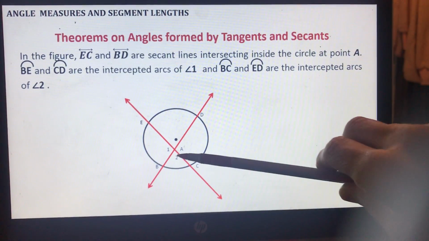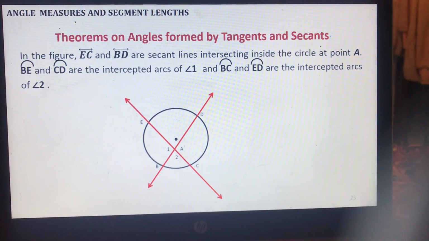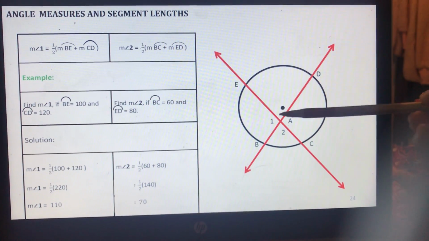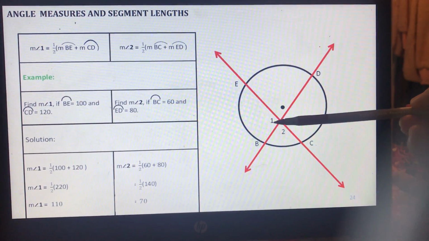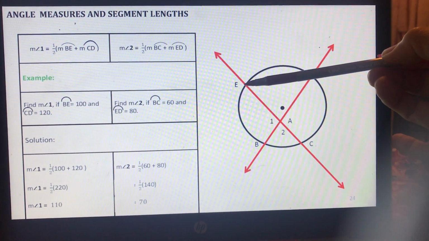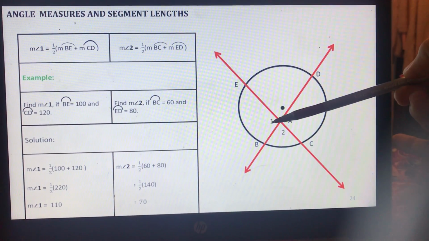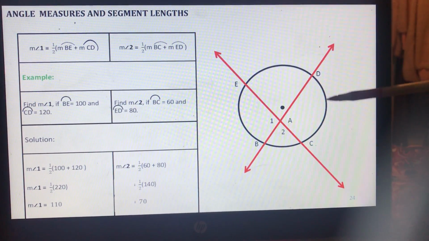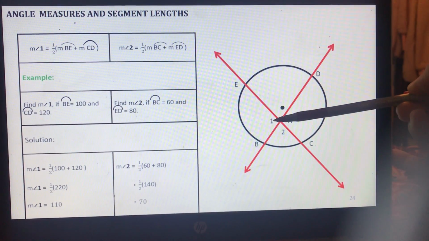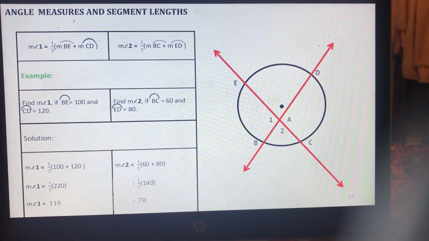And we also discussed the fact that angles 1 and DAC are what? They're called vertical angles. Okay? So let's see what happens. Here, the measure of angle 1 is going to be equal to 1/2 of the sum of the measures of arcs BE, which is the arc intercepted by angle 1, plus the arc intercepted by angle A, which is vertical to angle 1.